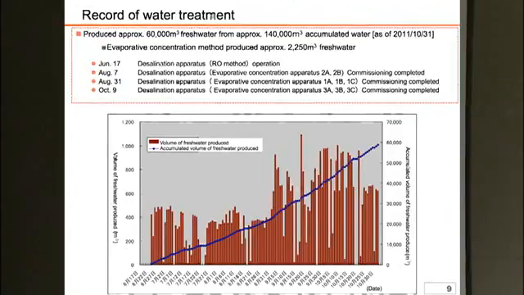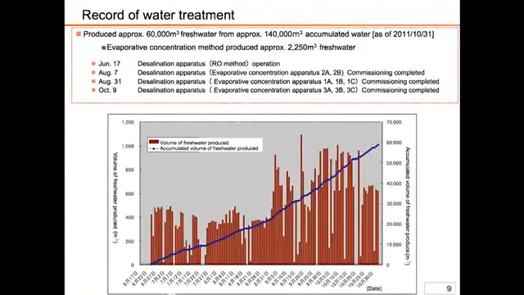This is the water treatment results as of today. This is the record as of the end of October. We have produced 60,000 cubic meters of fresh water. As for the operation of the system, since we have operated considering the balance of fresh water production and condensate salt water, we have not operated continuously. However, overall, steady treatment has been implemented. Today, we explained the mechanism of water desalinations and operation records.